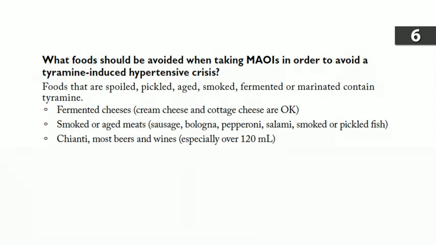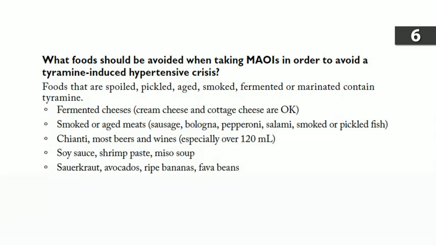Chianti, most beers and most wines. Soy sauce, shrimp paste, and miso soup. Sauerkraut and avocados, and ripe bananas. Remember, green bananas are fine, but those ripened brown bananas get more and more tyramine as they age.